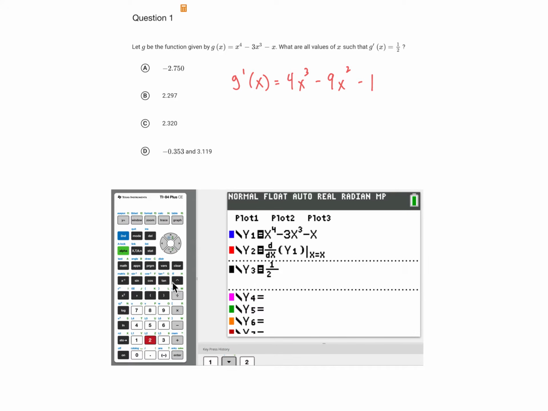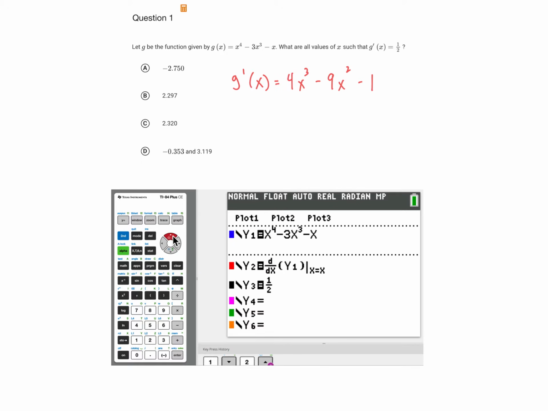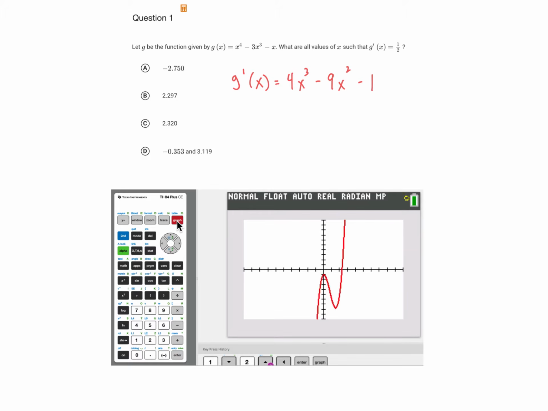Okay, but we don't want to graph the original function. So just go up and highlight the equal sign, and then hit enter, and it'll unhighlight it. So now this will graph just the derivative and a half, just like before. So notice that's the same. Those are the same graphs. Okay, so we'll find that intersection point again.